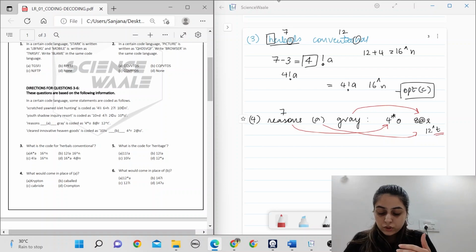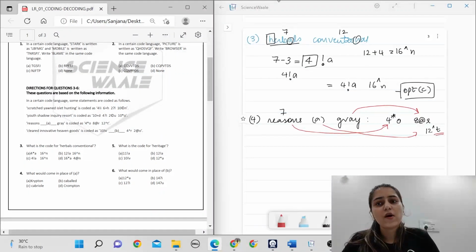Move on to the next option, cabriole. It's a 7-letter word, again an odd number of letters. So it does not satisfy the condition. The fourth and the only option left is Crompton. Let's just check that. Does it satisfy or not? It obviously will satisfy. But let's just check for our personal satisfaction.